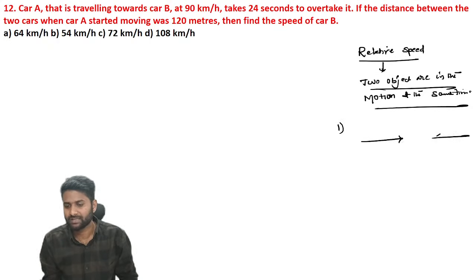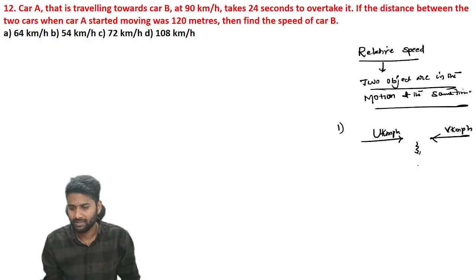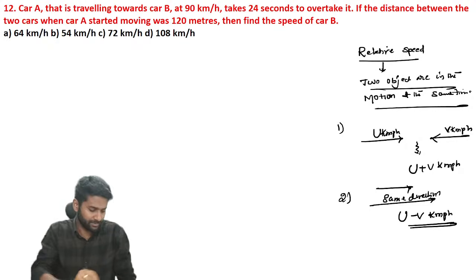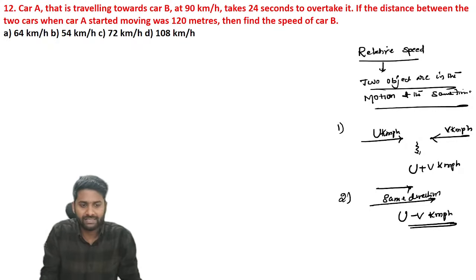If two objects are traveling in opposite directions with speeds u kilometer per hour and v kilometer per hour, then the relative speed is u plus v kilometer per hour. If two objects are traveling in the same direction, then the relative speed is u minus v kilometer per hour. Now let's see this information.